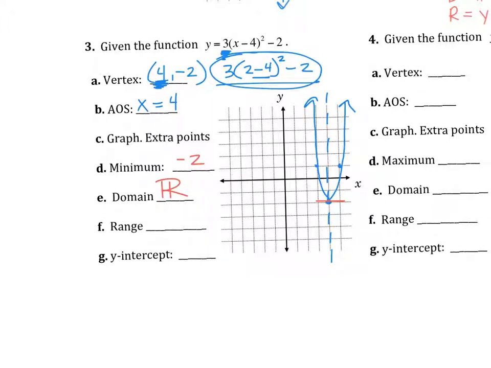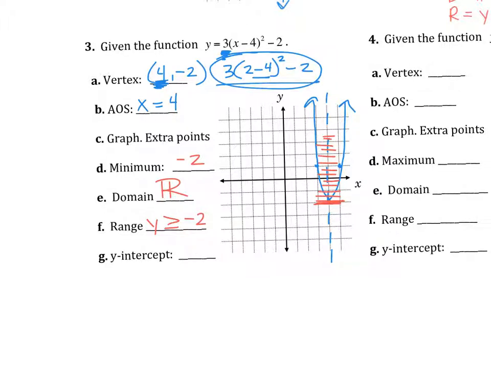Y is greater than or equal to negative 2. Your range is whatever your y values are. Your lowest y value is here, and all your other y values are above that. So you have to say y is greater than or equal to negative 2, because it can be any y value greater than that. Okay?